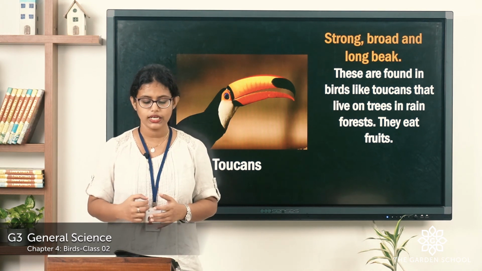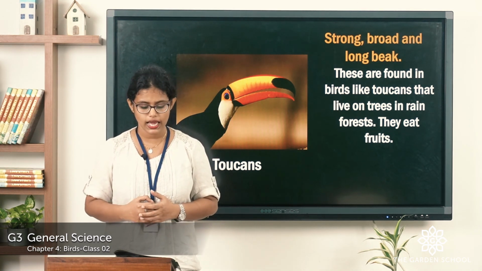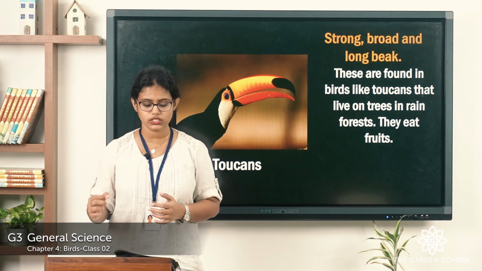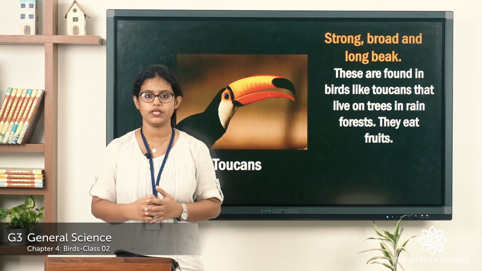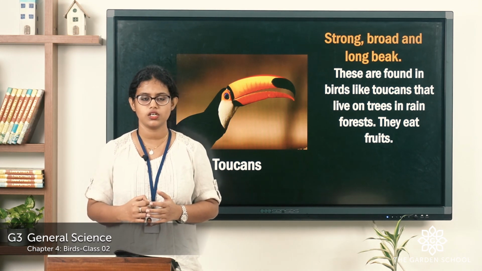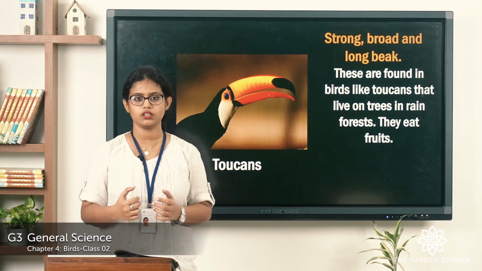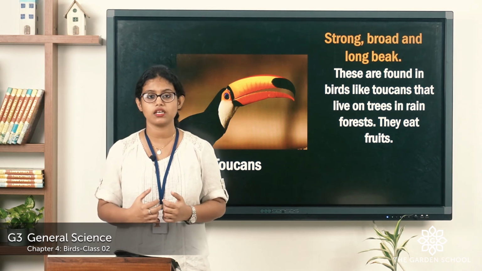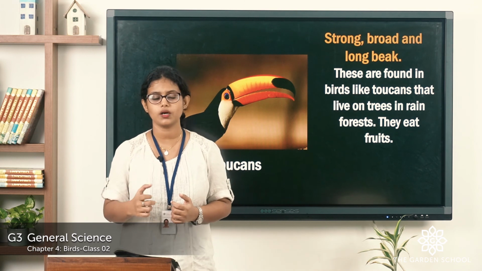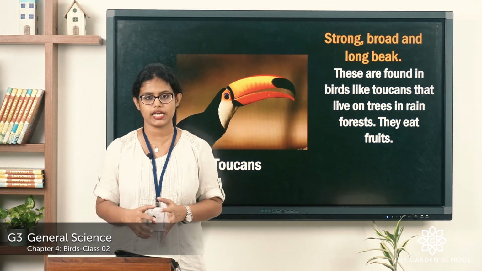See the third one. Eagles and owls have sharp and pointed beaks or strong, sharp and hooked beaks. So what is the answer? They have a hooked beak. So what do they feed on? These eagles feed on other animals and they have a hooked beak. So the answer is the second one.